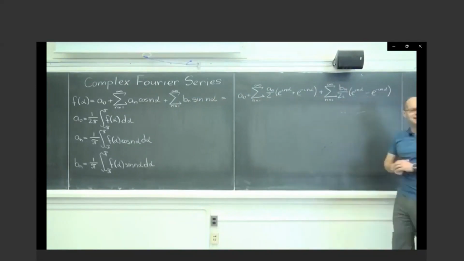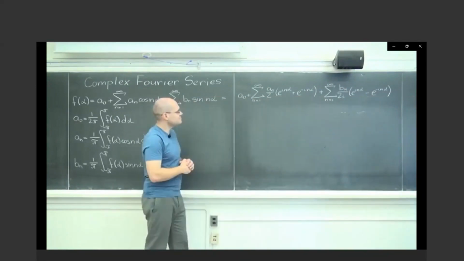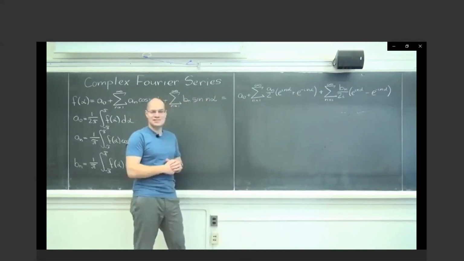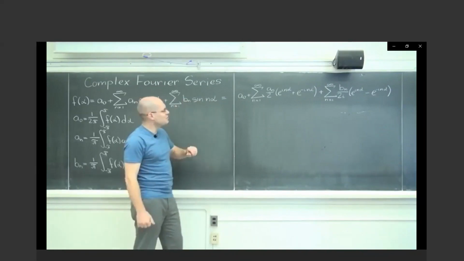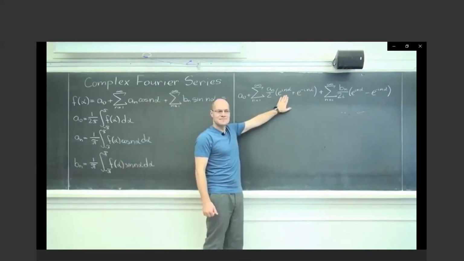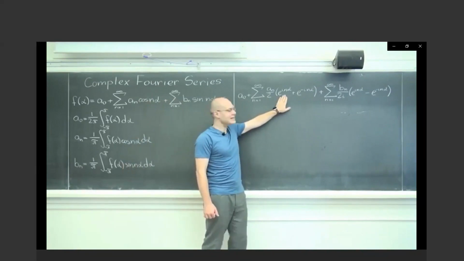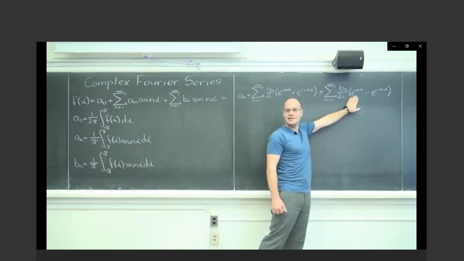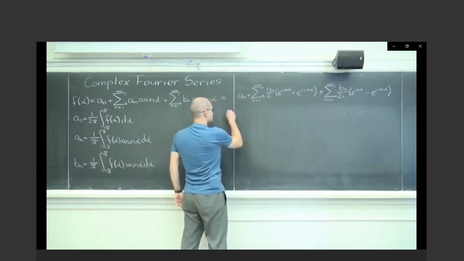Very nice. Well, I don't know if it's very nice yet. It's going to be very nice in just a moment. Right now, maybe it's less nice than it was. But here's what we're going to do now. We're going to collect the like exponentials. So I'll combine this e to the i n alpha with this e to the i n alpha. So let's see what we get.